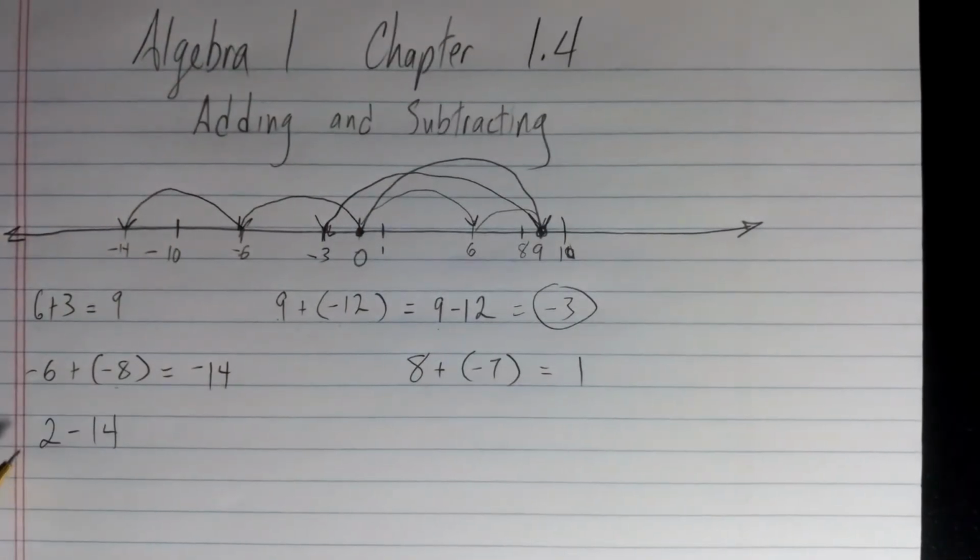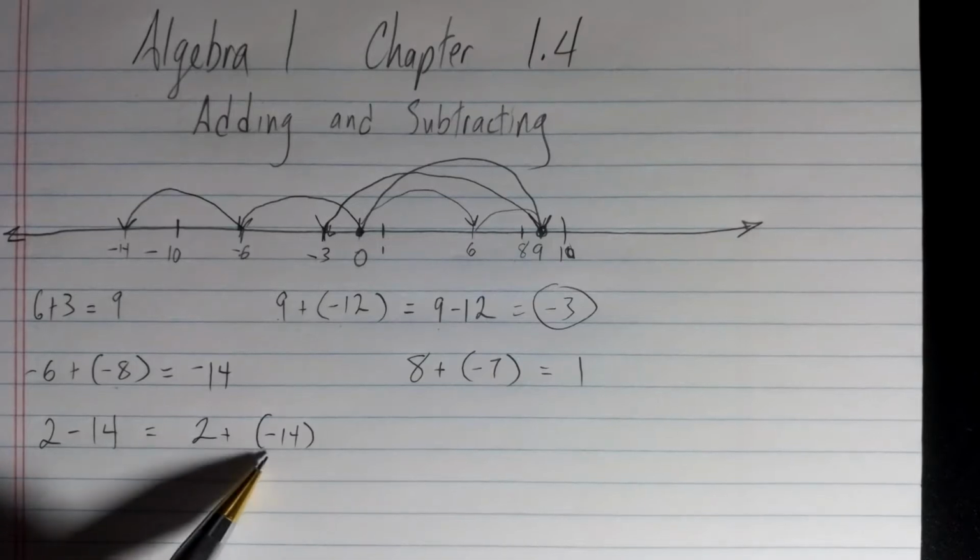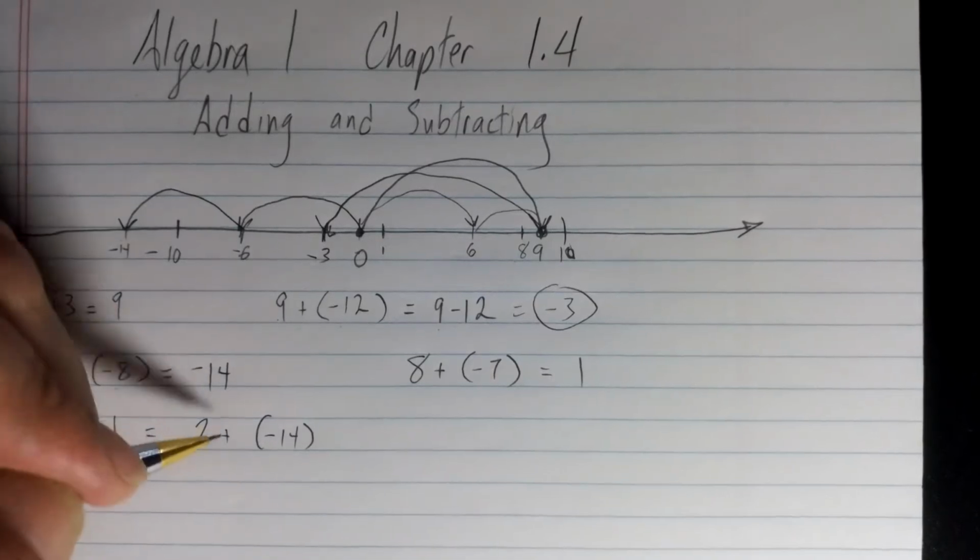Now, here's a problem where, at first glance, it just kind of looks like a normal problem, but really, I would hope that you recognize this as a 2 plus a negative 14, because it makes it easier to do my number line technique. So I'm going to rewrite this. And notice that here I now have a plus sign and I have a negative 14 in the parentheses.